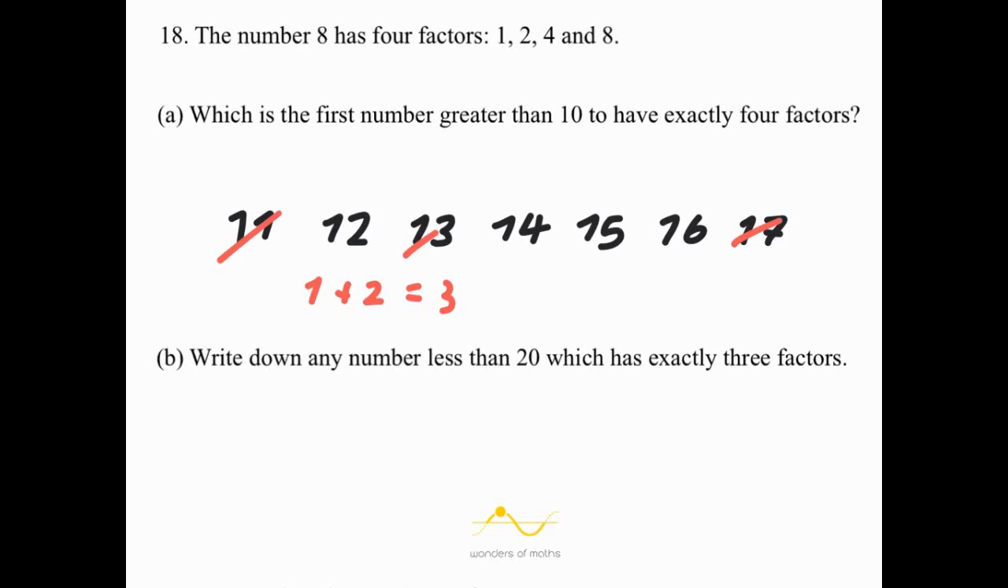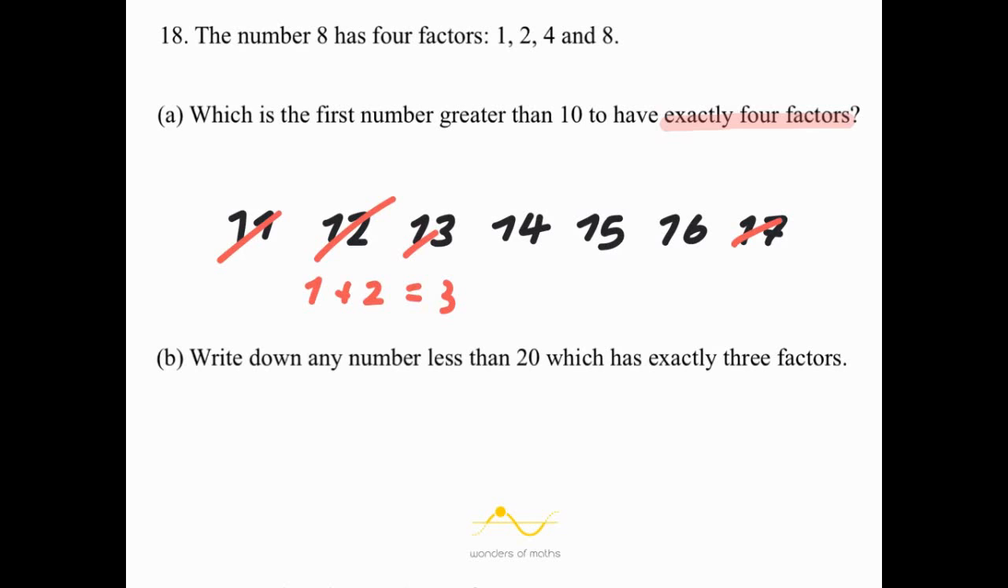Make sure you're not caught out here. The question is asking for a number to have exactly 4 factors, not at least 4 factors, meaning that 12 is also not the number we are looking for. Now for the next number on our list, which is 14.